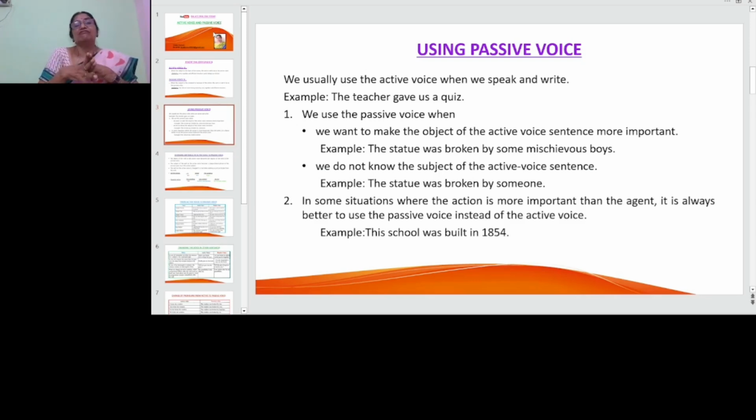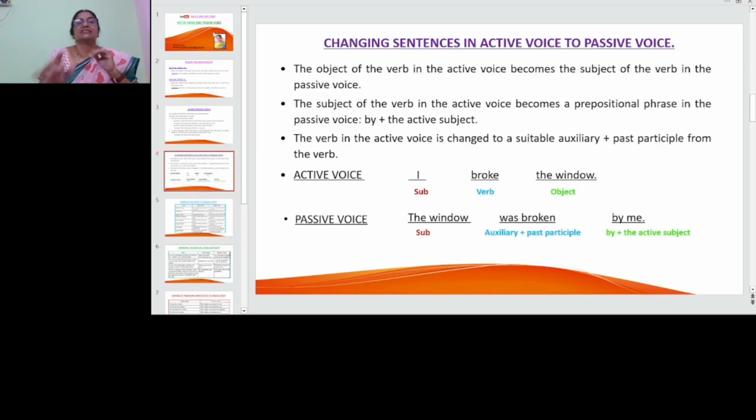Okay, so we have learned we use passive voice when we want to make the object of the active voice sentence more important and we do not know the subject of the active voice sentence also. When the subject is unknown, you can use passive voice and you don't want to give more importance to the subject. We use the passive voice sentence. Now, how to change or convert active voice to passive voice? That's what we are going to learn now.